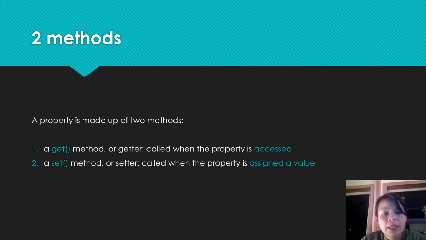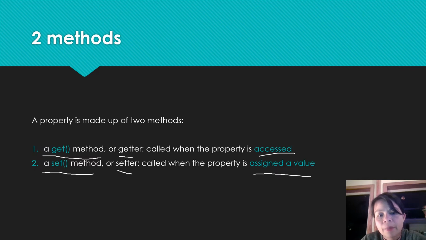So a property is made up of two methods. Let's look at those. A get method, or getter, is called when the property is accessed. And a set method, or setter, is called when the property is assigned a value. When you're setting a value, it's called set, and when you're getting, it's called get.